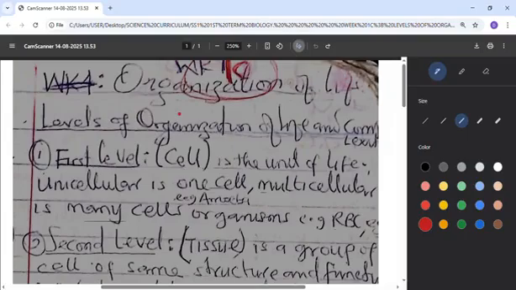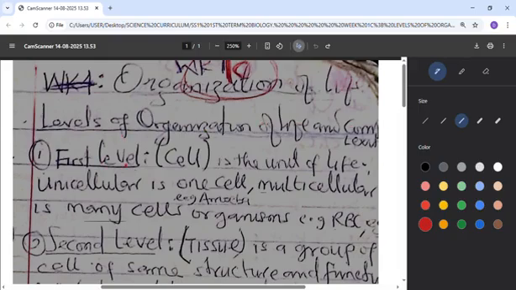In this lesson we'll be looking at the topic levels of organization of life and complexity. Levels of organization of life and complexity. This talks about how life moves from one level to another before it gets to the complex, the highest level.